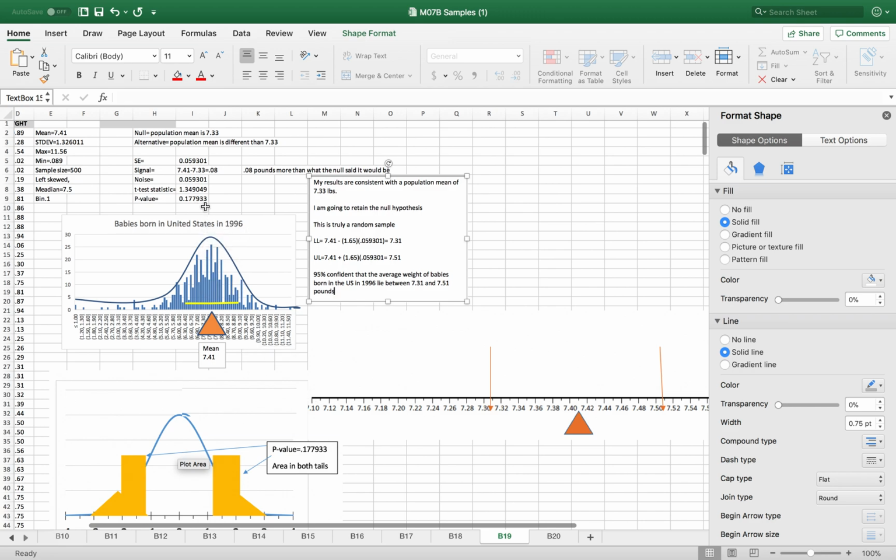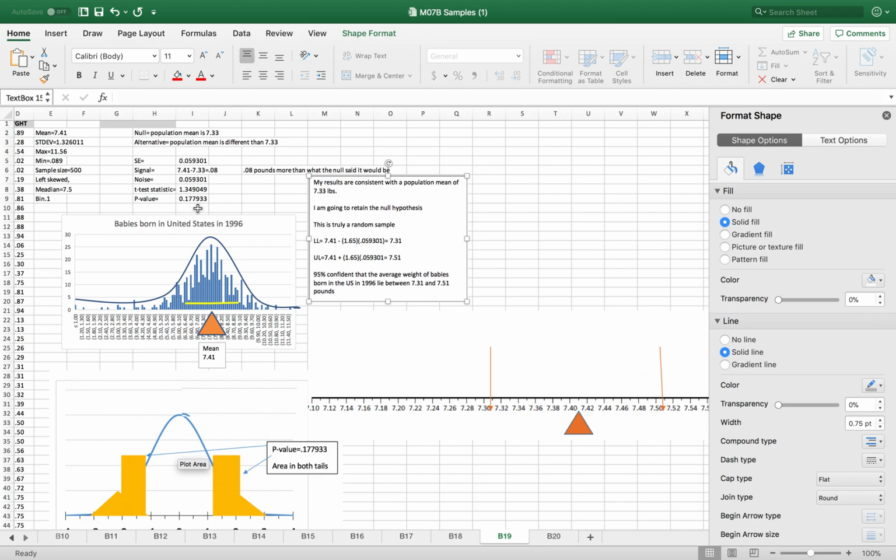Also, my p-value is 0.18, and I decided that that is close enough to retaining my null hypothesis. So the sample came from the population specified in the null hypothesis. So that's how I did it.